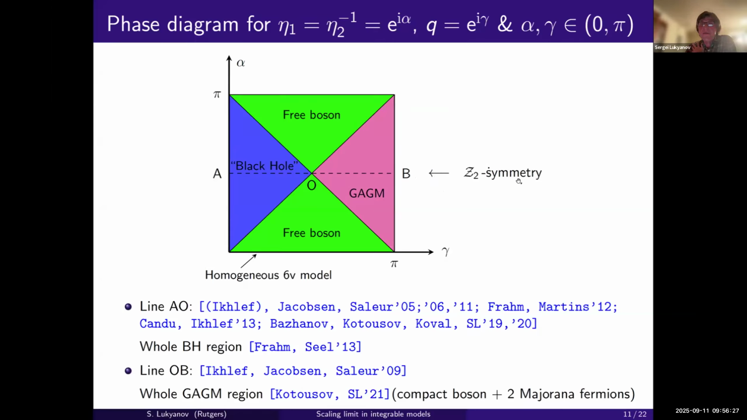In this case, the inhomogeneities are eta 1 equal i, eta 2 equal minus i. And the system possesses some additional global symmetries. This line, especially the segment AO, was studied, originated by the pioneering work of Jacobson and Saleur.